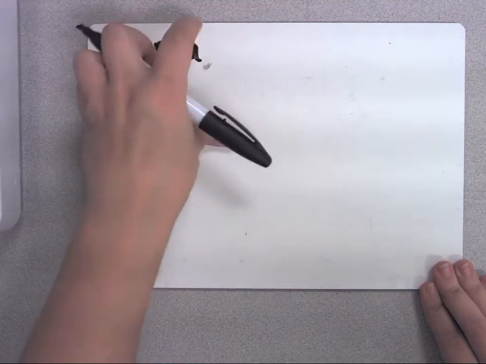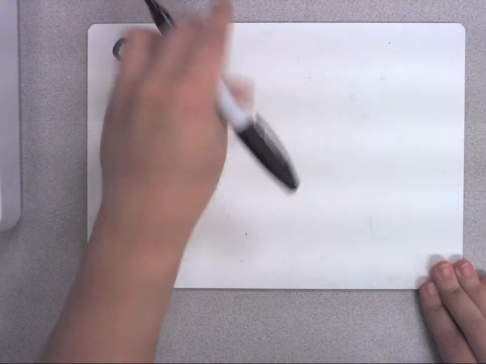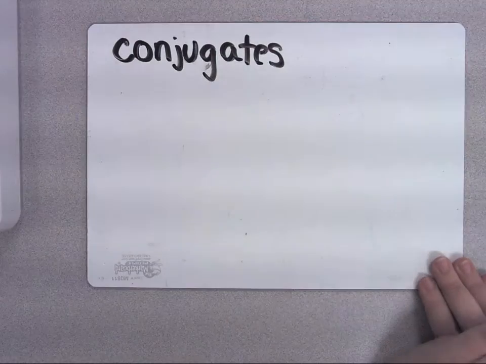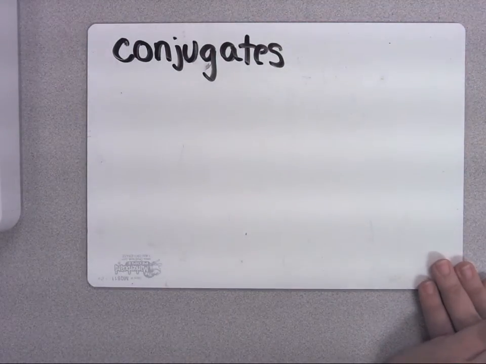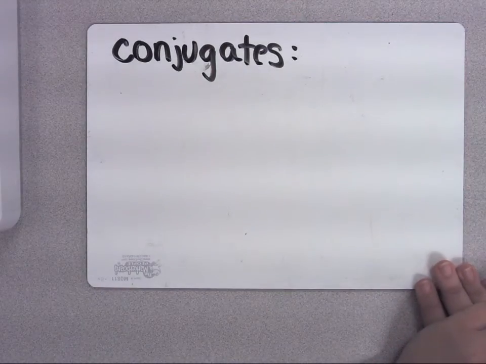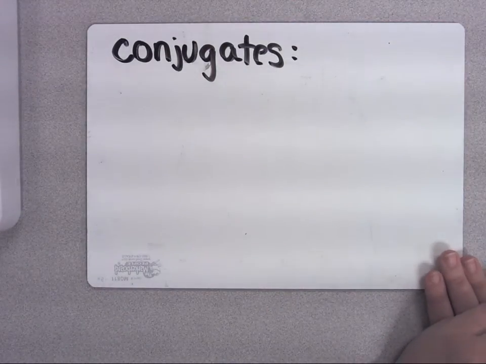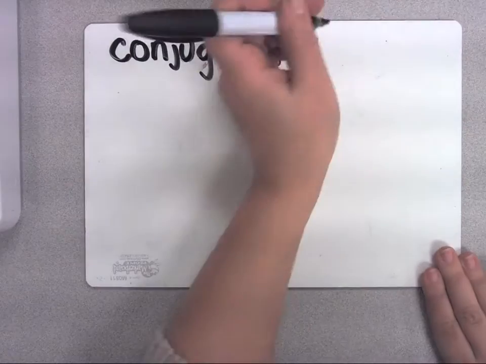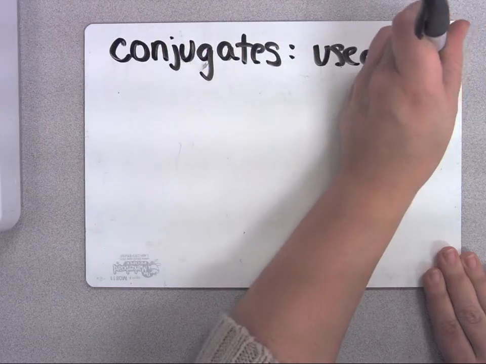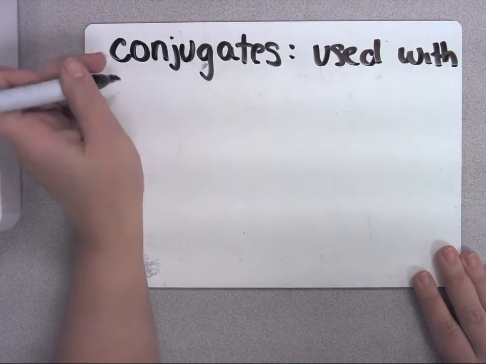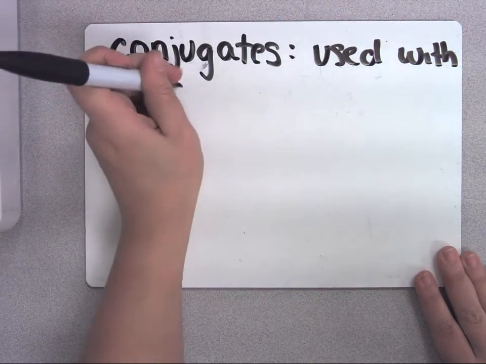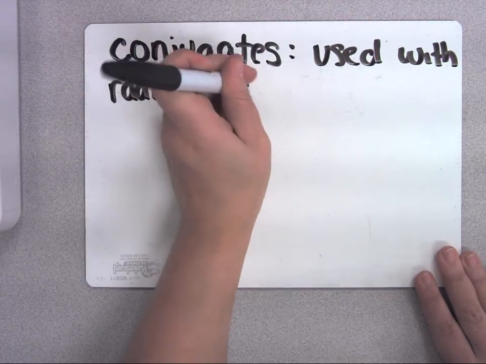Conjugates. Oh, I always spell it wrong every time. C-O-N-J-U-G-A-T-E-S. There you go. Conjugates. That's how it's spelled. Okay, so conjugates are used with radical binomials.